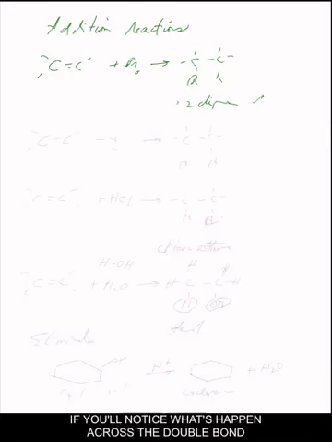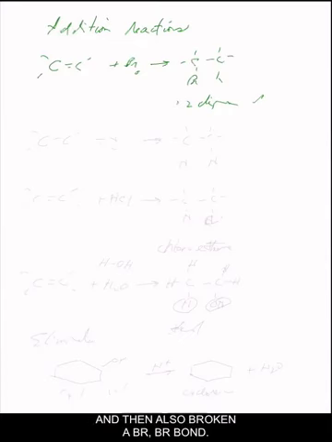If you'll notice what's happened across the double bond, you have broken one of the two bonds of the double bond and also broken a Br-Br bond. So you've broken two bonds, and you've made two new bonds between the carbon and the bromine. So each carbon ends up with a bromine hanging on it. Basically, all addition reactions involve two atoms being added to the two atoms participating in the double bond.